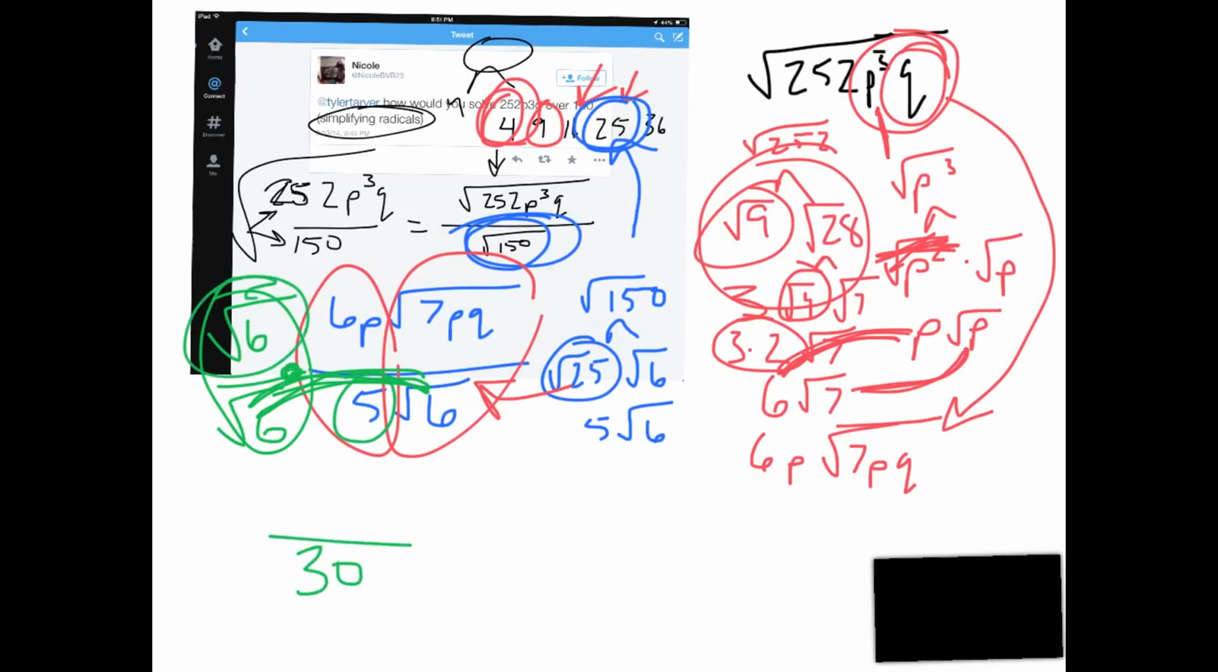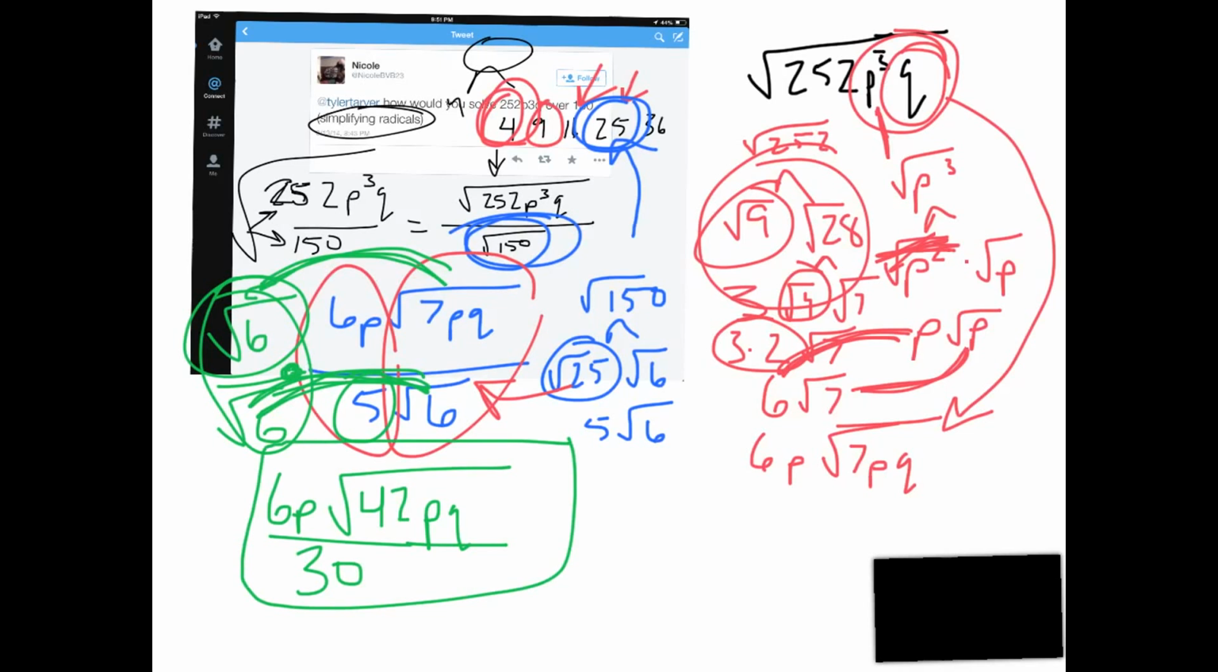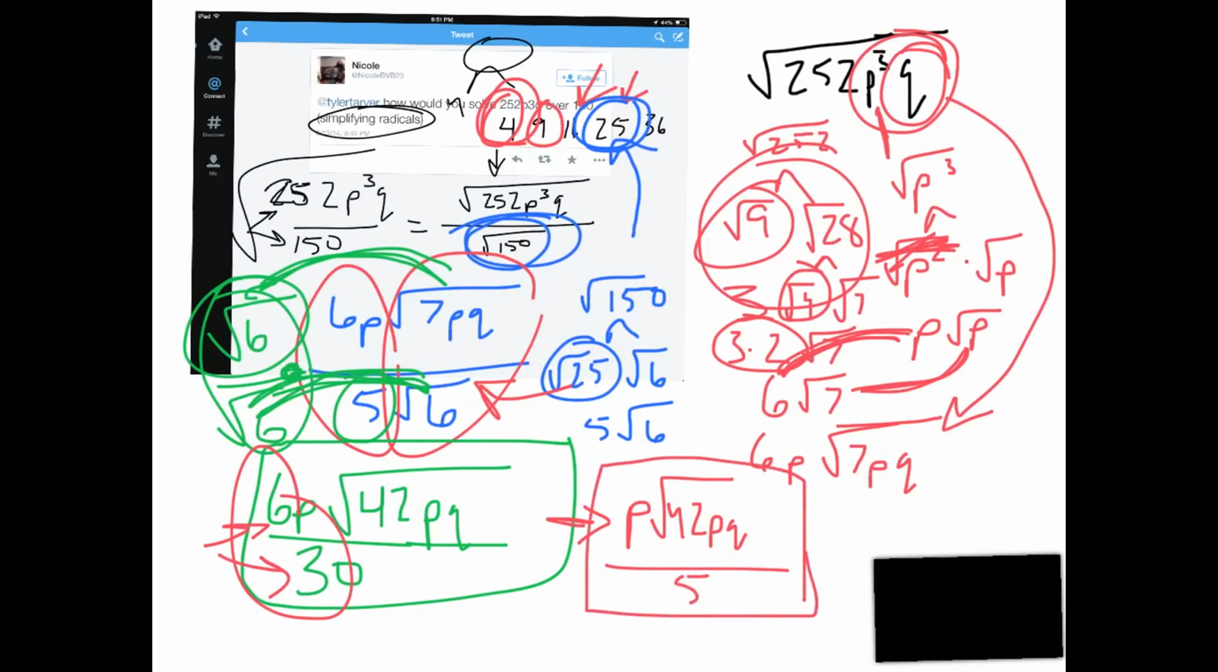Now, this little guy has to mix with its own kind, which is radical 6 times radical 7pq. So we got 6p, and then we just do 6 times 7, which is 42. And you're almost done, because there's another step you can take. We can simplify this little fella. These are regular numbers, so they get regular simplifications. We know 6 goes into 42 and 30. 6 goes into 42 seven times, and 6 goes into 30 five times. So we have 7p radical 42pq over 5. You are absolutely done.